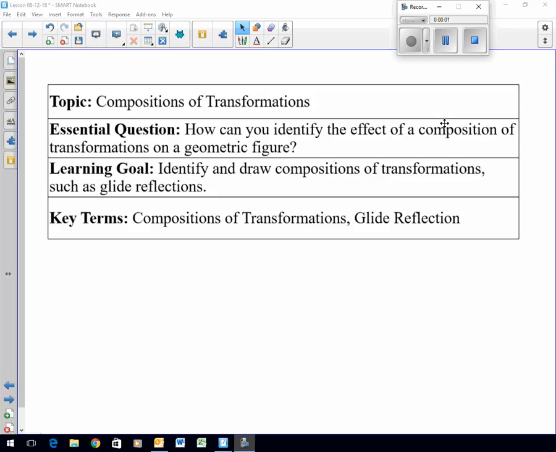Alright, y'all. So today we've got composition transformation. How can you identify the effect of a composition transformation on a two-dimensional figure?